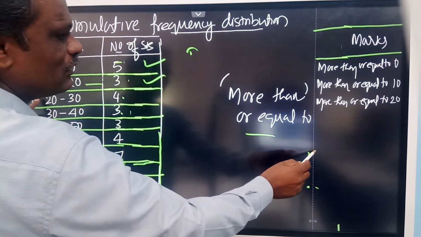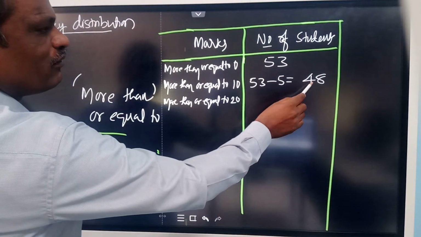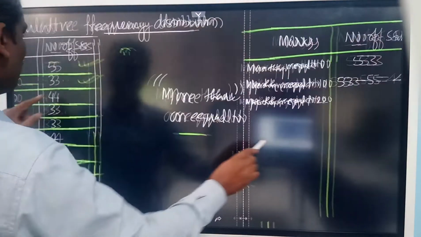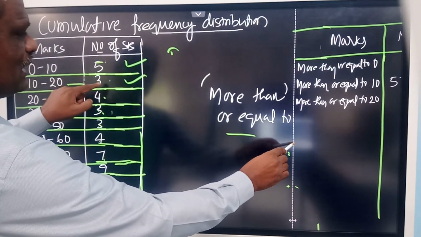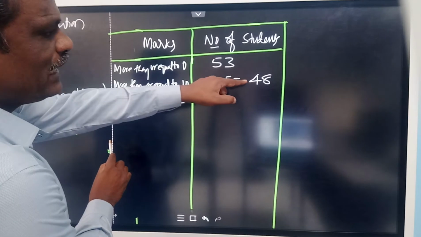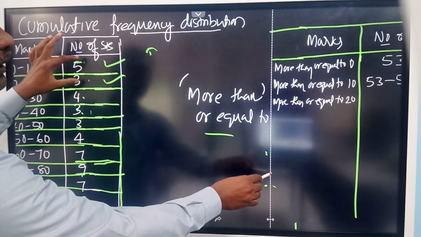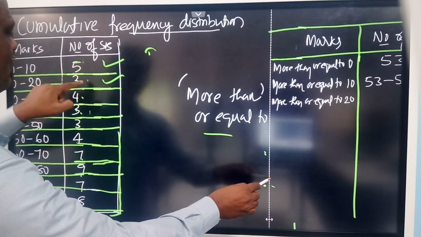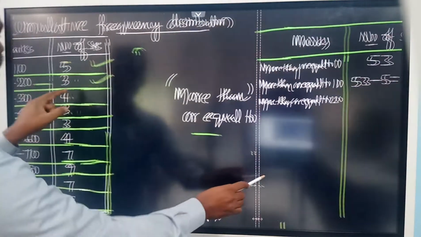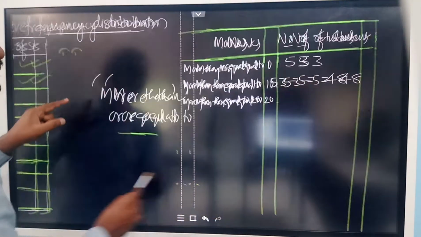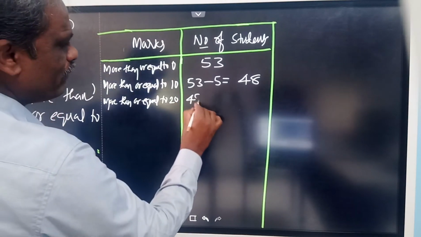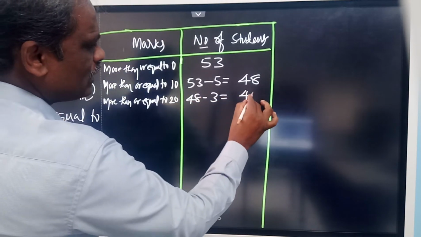Or otherwise, what you can do, this here 5 is removed, the next one what you have to remove? 3 you have to remove, that's all. 5 already removed from 48. So either you remove from 53, these two you can remove, or already 5 removed, that is 48. From 48 you remove 3, that is enough. So you can write 48 minus 3, it is 45.